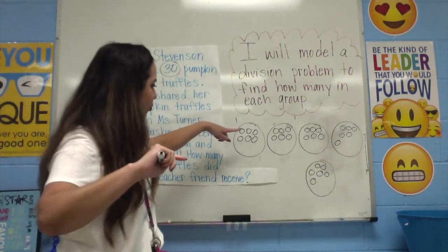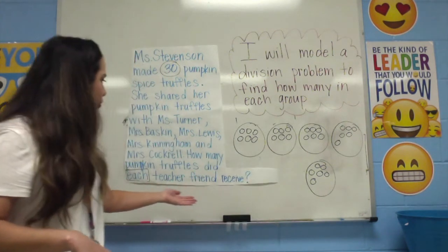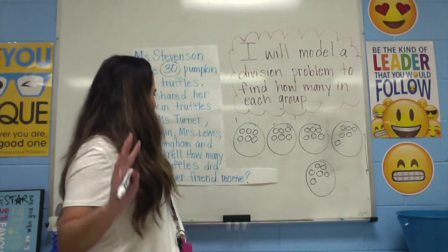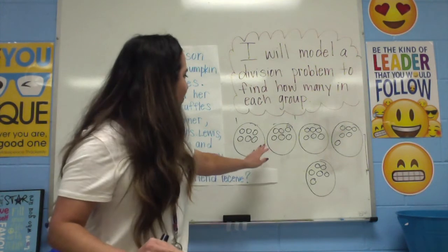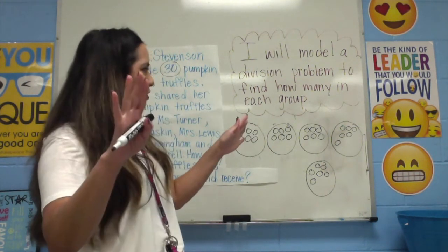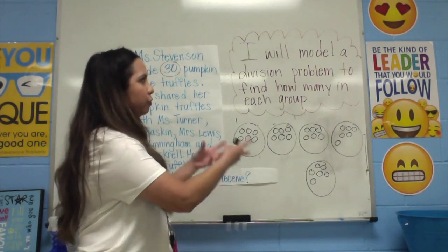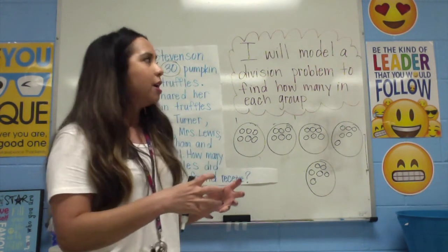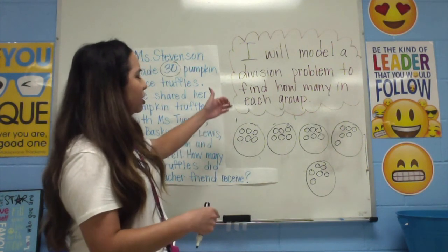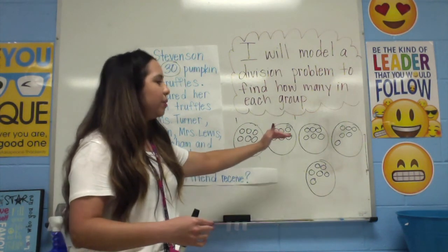Let's see how many are in each group. 1, 2, 3, 4, 5, 6 in each group. Let's answer the question, how many pumpkin truffles did each teacher friend receive? 6 pumpkin spice truffles. And boys and girls, that is how you can draw pictures if you don't have counters at home. That's how you can draw a picture to help you solve a division problem and figure out how many go in each group.